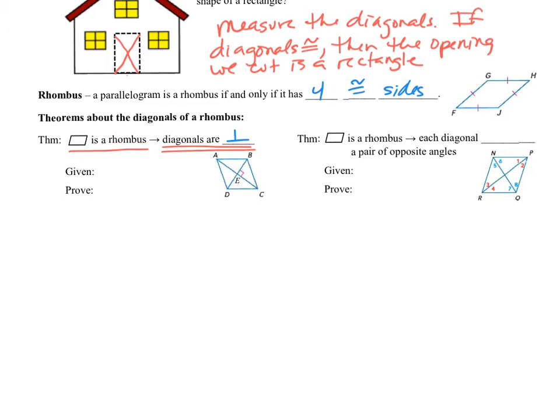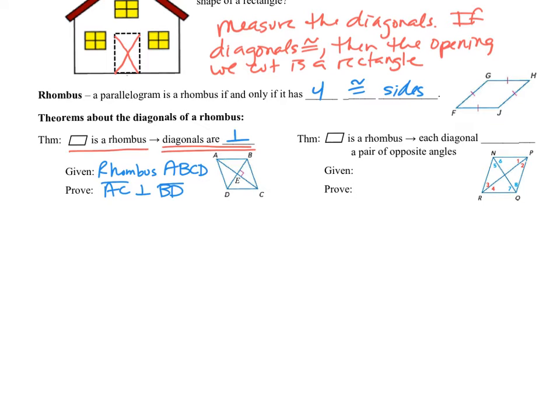So we are going to assume that we have a rhombus, we're going to call it rhombus ABCD. And so what we're going to prove is that the diagonals are perpendicular to each other. So we're going to prove that segment AC, one of the diagonals, is perpendicular to segment BD.